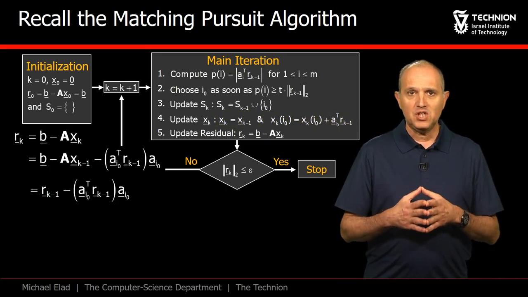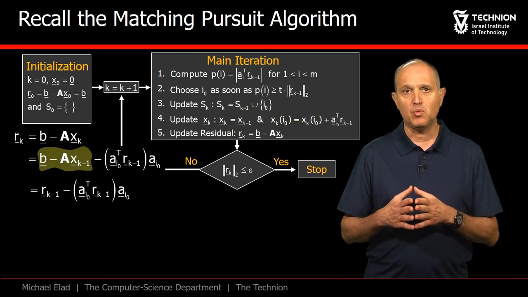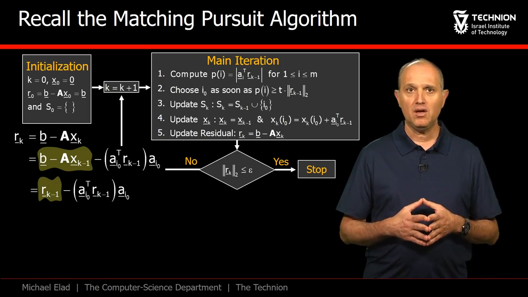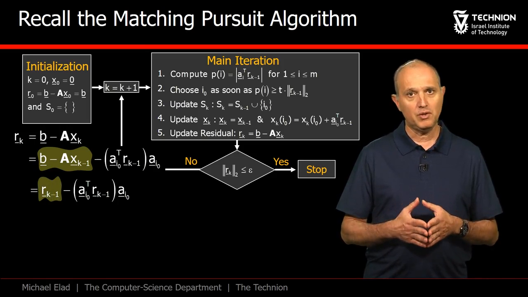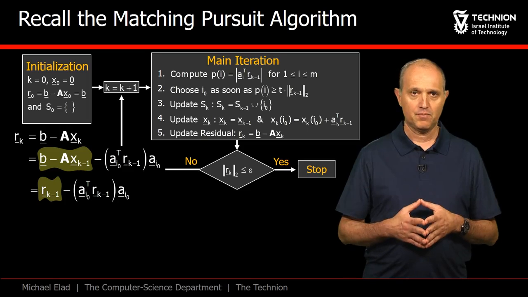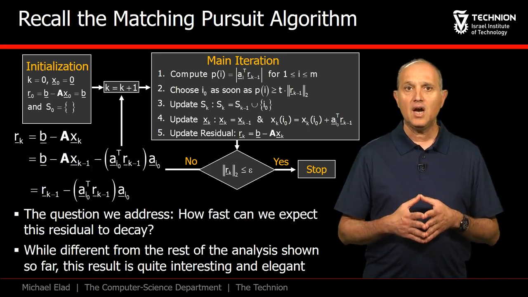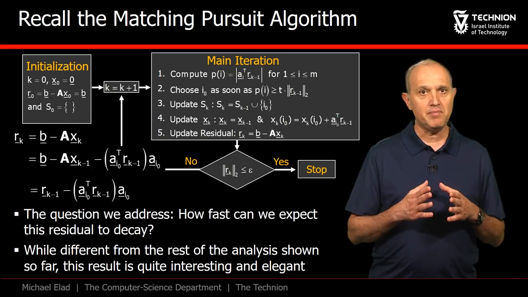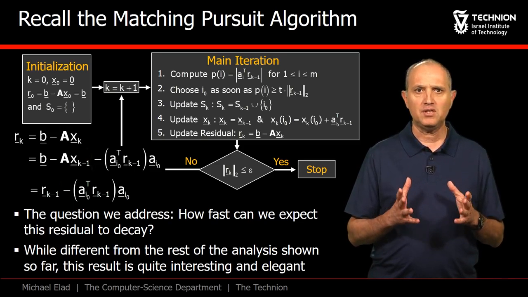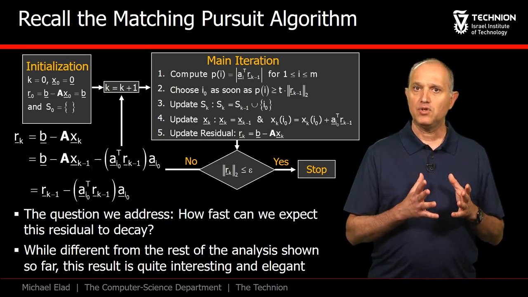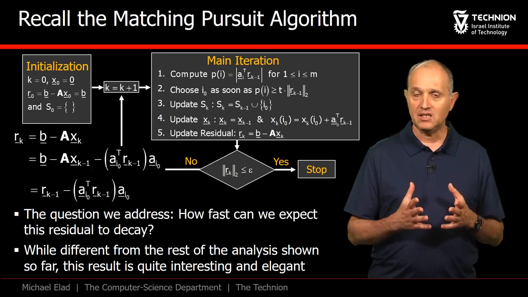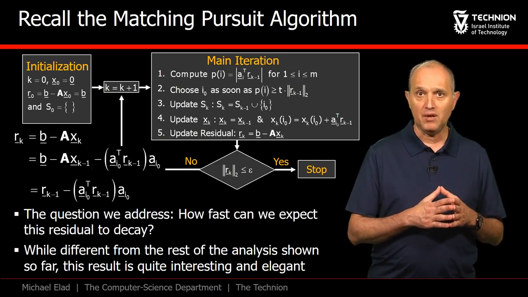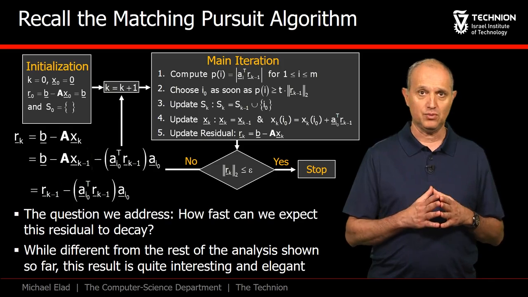Observe that in this expression, b minus A times x_{k-1} is the previous residual. Thus we obtain a very interesting recurrent formula for how the residual evolves over the iterations for the matching pursuit algorithm. Our goal now is to investigate how the norm of this residual descends as we iterate. As we have already mentioned, this is somewhat different from the kind of analysis we have been showing so far. We have chosen to present this result due to its elegance and relevance. By the way, the origin of this is a paper from 1993 by Mallat and Zhang that introduced matching pursuit.